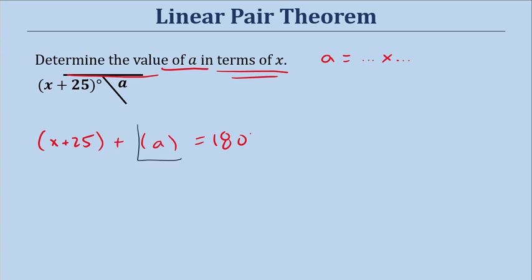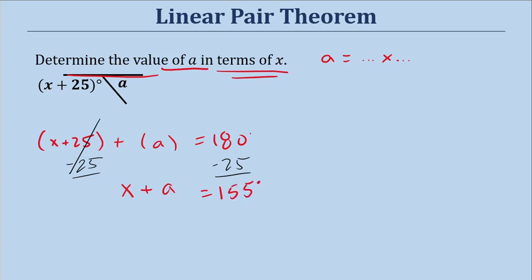Our end goal is for a to be alone. So we want to get rid of the x and we want to get rid of the 25 in order to make that happen. I'm going to start with my constant term, and I'm going to subtract it from both sides. It'll cancel on the left, leaving me with x plus a on the left and 180 minus 25, which is going to be 155 on the right.